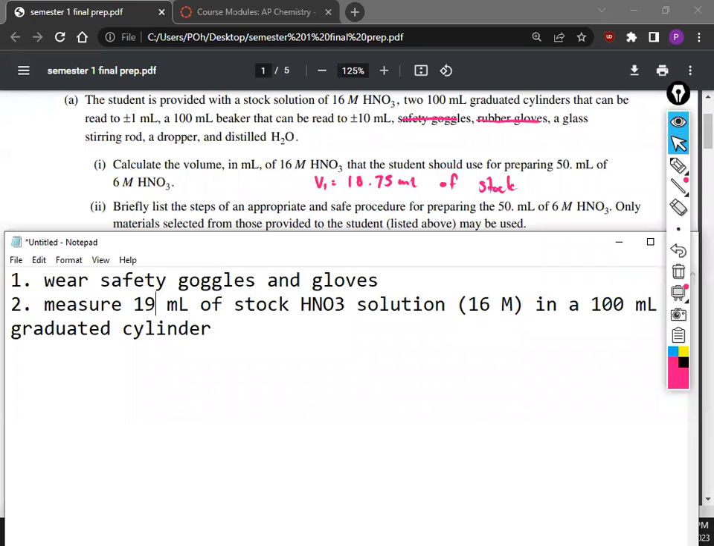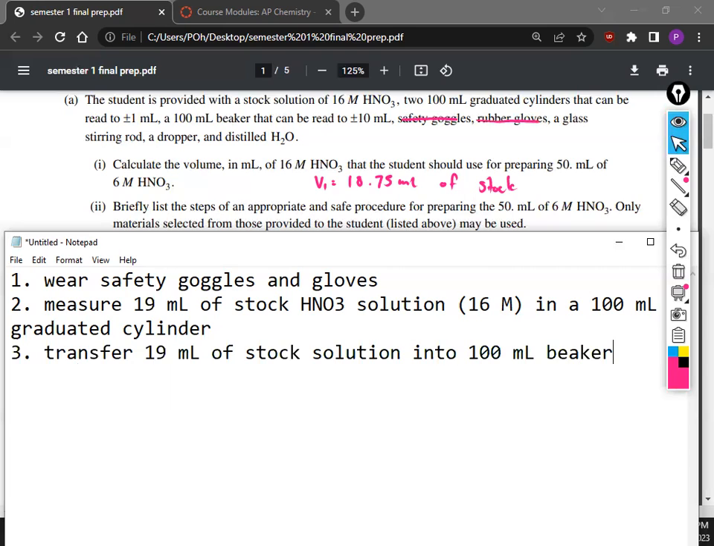Okay, so just keep that in mind. The increments are just 1. And so we can't measure 18.75 exactly. So we're going to want to get it to 19. Yeah, so you're going to want to round up based on the increments. Make sense? Okay. So we're going to measure out 19 milliliters of your stock solution in a 100 milliliter graduated cylinder. All right. Next, remember, we said we're going to take the stock and transfer it into a beaker. So we're going to transfer your 19 milliliters of stock solution into your 100 milliliter beaker.